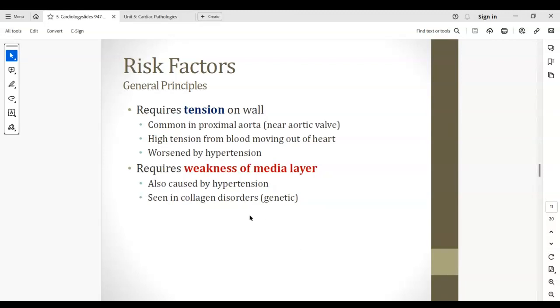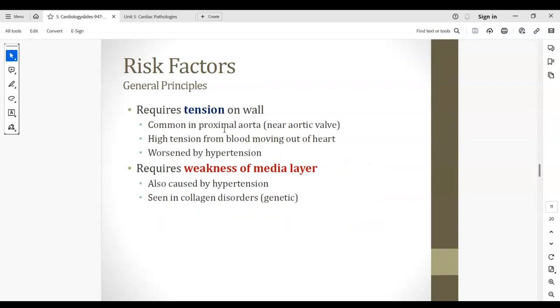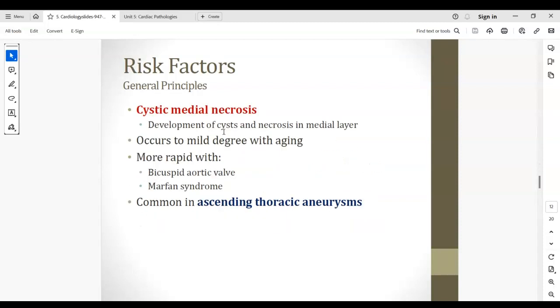Also, this will be seen in collagen disorder, which is a genetic disorder, because we said that two proteins are responsible, collagen and elastin. So collagen could be one of them, and there are some genetic disorders related to collagen disorder, okay, as a genetic disorder.